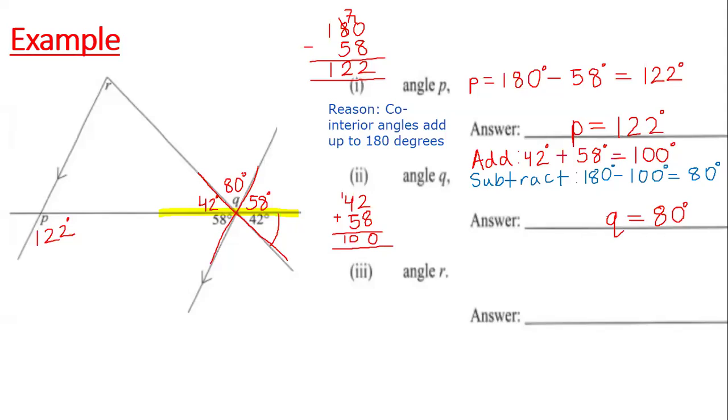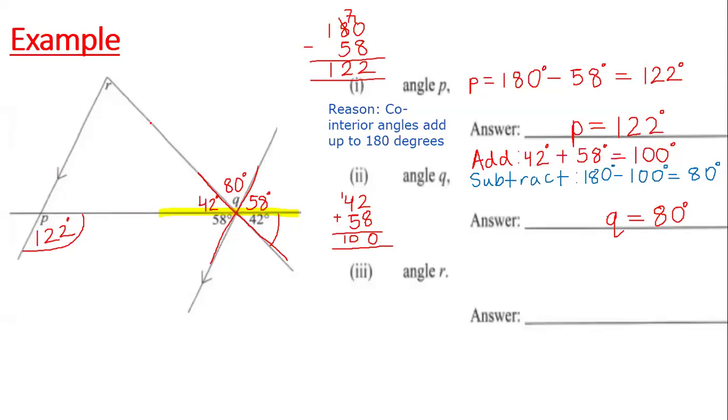Close, but you're missing something, because P is not inside the triangle. P is on the outside. So we have to subtract 122 from 180. Then we subtract 42 from 180 and divide the answer by 2. No, because this is not an isosceles triangle.